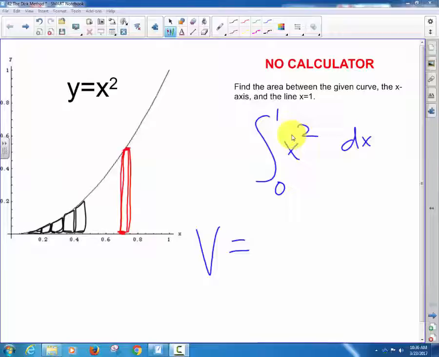Well, what's the volume of this small disk right here? How would we find the volume of that thing? How do you find the volume? What's it going to look like? Anybody got an idea?